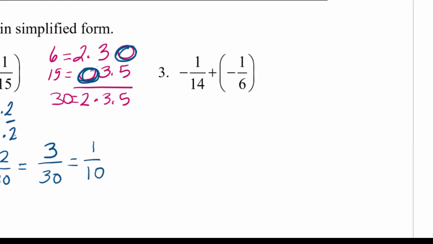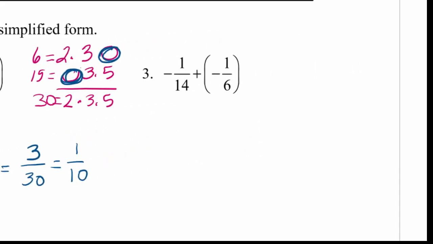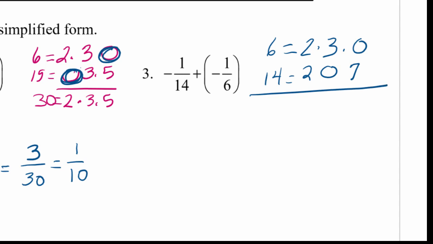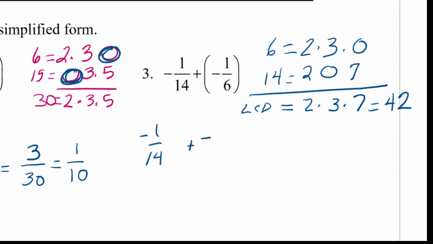In problem 3, we have two negative fractions, with denominators 14 and 6. So again, I'm just going to do this prime factorization work here. 6 is 2 times 3, and 14 is 2 times 7. So no 3, but it's got an extra 7, right? And so that tells me that our LCD is going to have 1, 2, 1, 3, and 1, 7. And that's 6 times 7, or 42. So 42 is our common denominator. We're going to change both fractions to a 42.